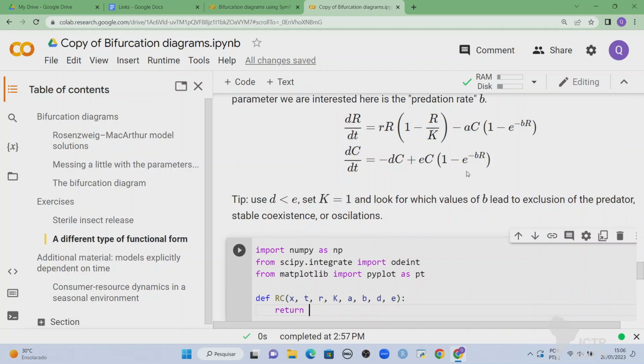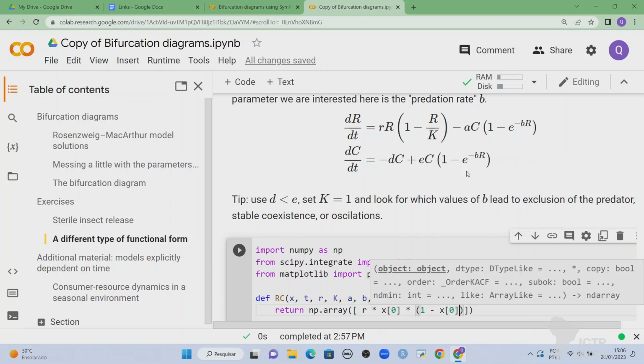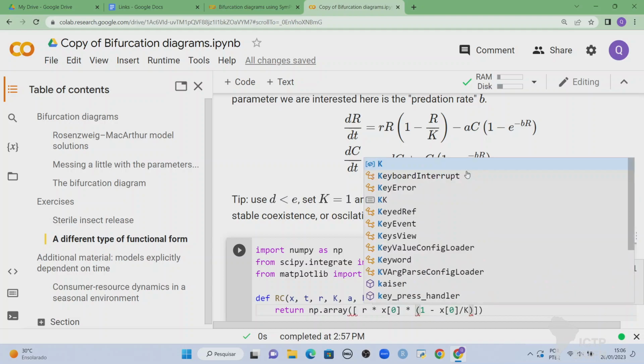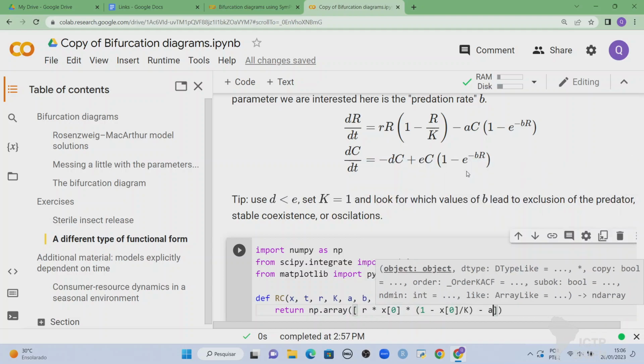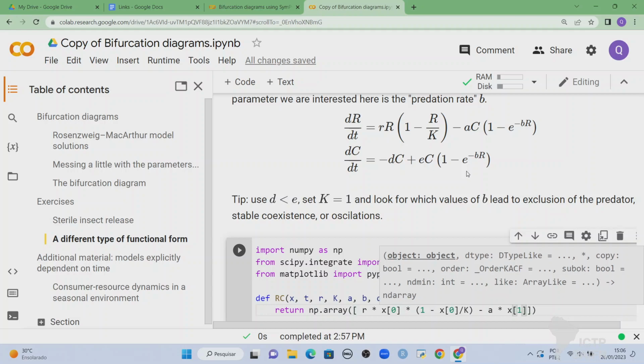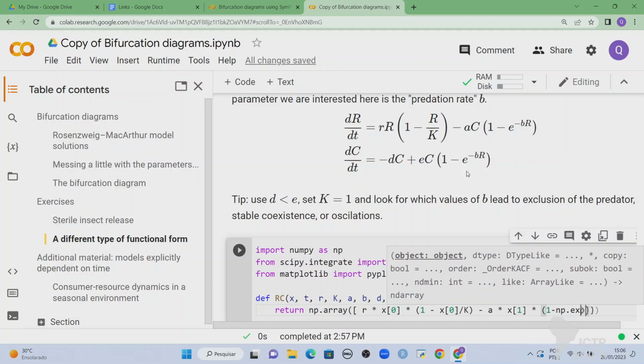So I have to return an array with two values. The first one is going to be, let's write it like this: R times the resource that is at 0, the first one, times 1 minus R that is at 0 over K, minus A times C that is x1, times 1 minus exponential, and the exponential is np.exp, okay?